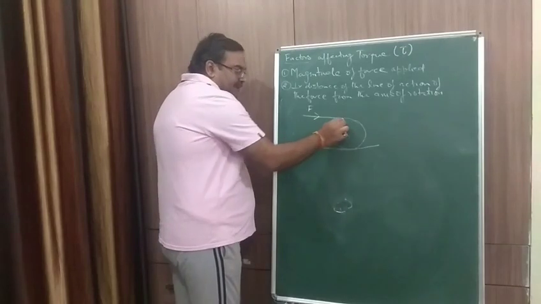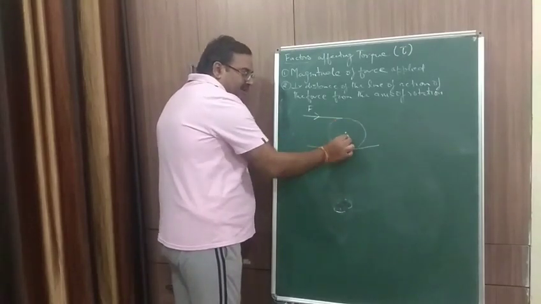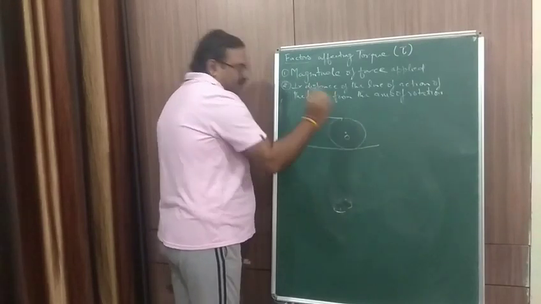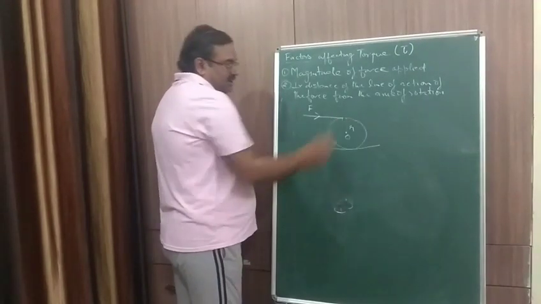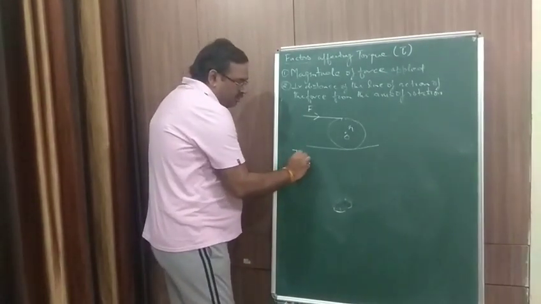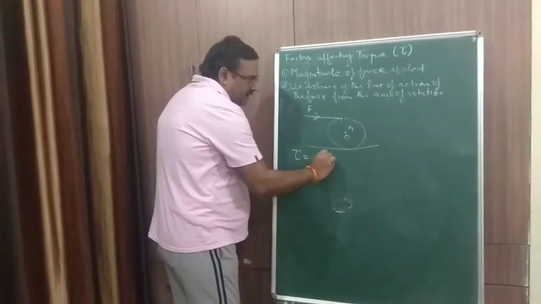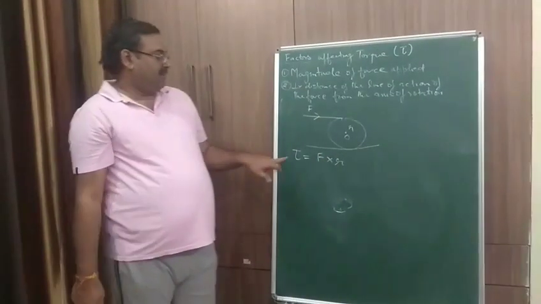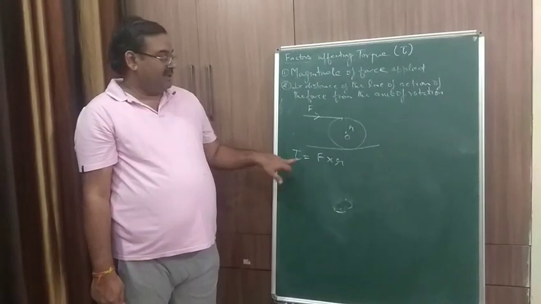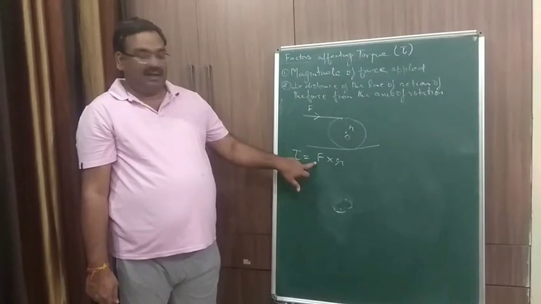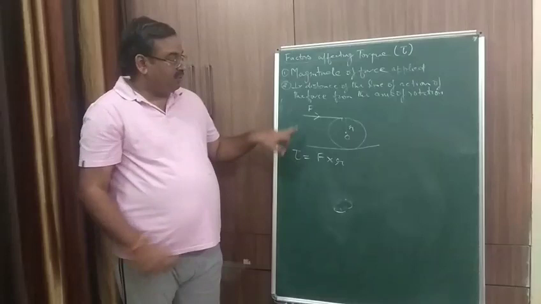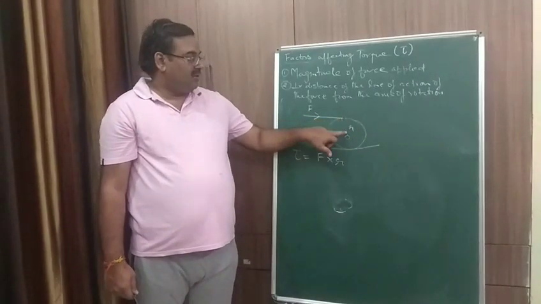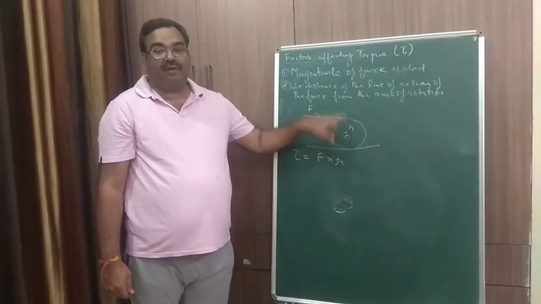The perpendicular distance from the axis of rotation. This is the perpendicular distance from the axis of rotation, R. Then the torque will be equal to F into R. Is it clear? The formula for the moment of force or torque is the force that is applied and the perpendicular distance from the line of action of force, from the axis of rotation.